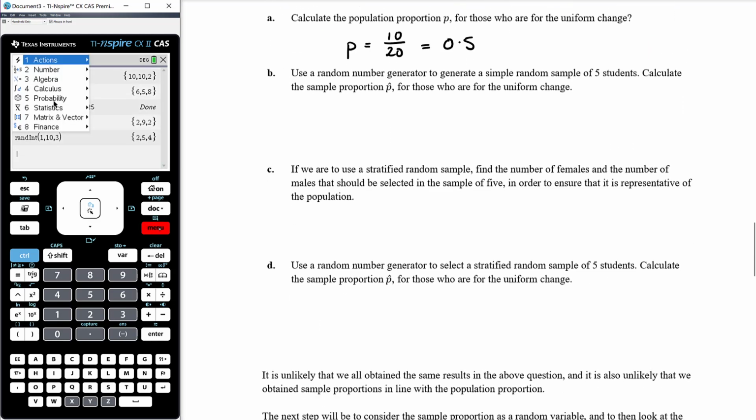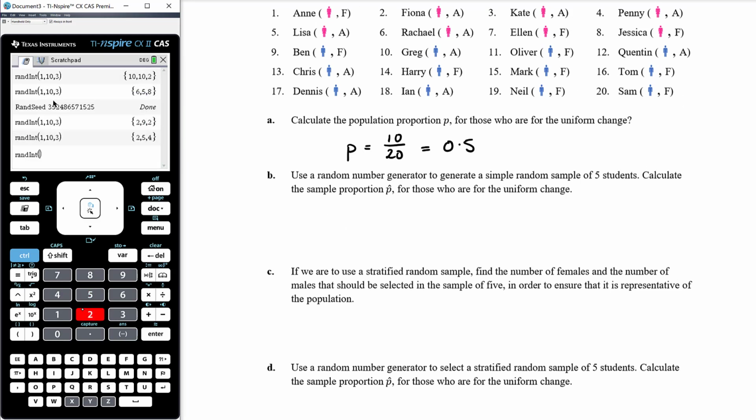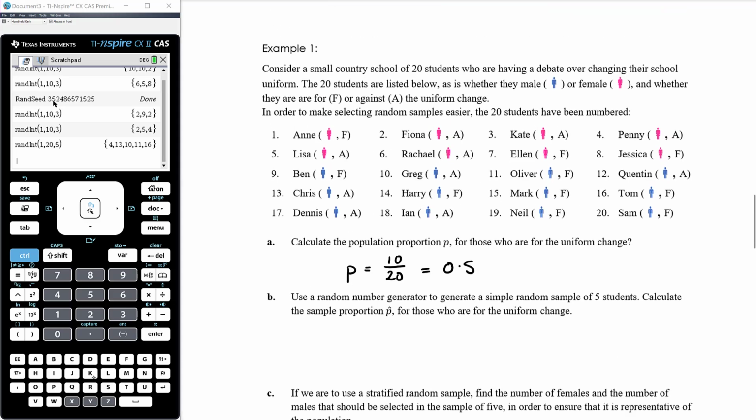So I'm going to do menu 5, 4, 2, and I'm going to generate random integers from 1 to 20 this time, and I'm going to generate 5 of them. Good, I've got a set with no repeats, straight up. Okay, so my sample, I'm going to highlight the ones that came up in my sample. 4, which is Penny, 13, which is Chris, 10, which is Greg, 11, which is Oliver, and 16, which is Tom. Okay, so there's my 5.